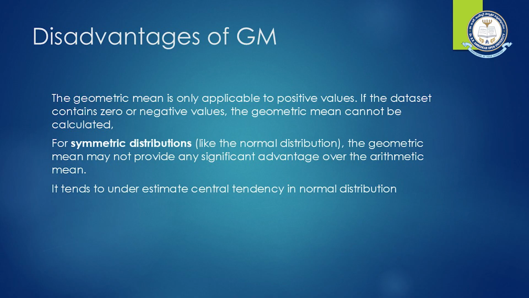The geometric mean is only applicable to positive values. This is the disadvantage of geometric mean. If the data set contains 0 or negative values, we cannot calculate geometric mean. For symmetric distributions, the geometric mean may not provide any significant advantage over arithmetic mean. So, in such cases, it is better to calculate arithmetic mean. It tends to underestimate central tendency in a normal distribution, hence we calculate arithmetic mean.